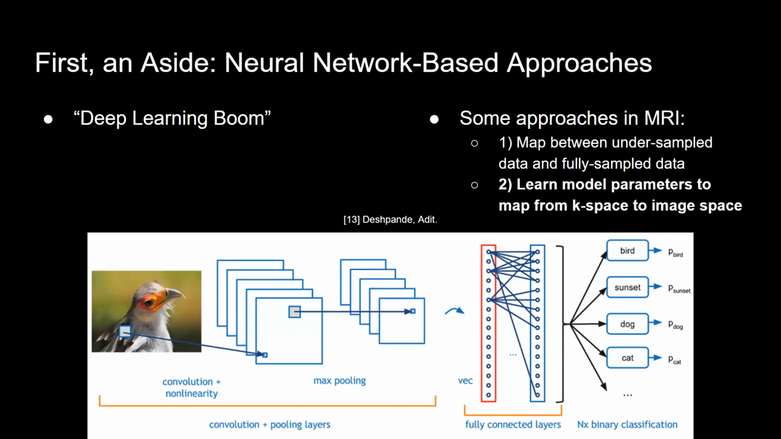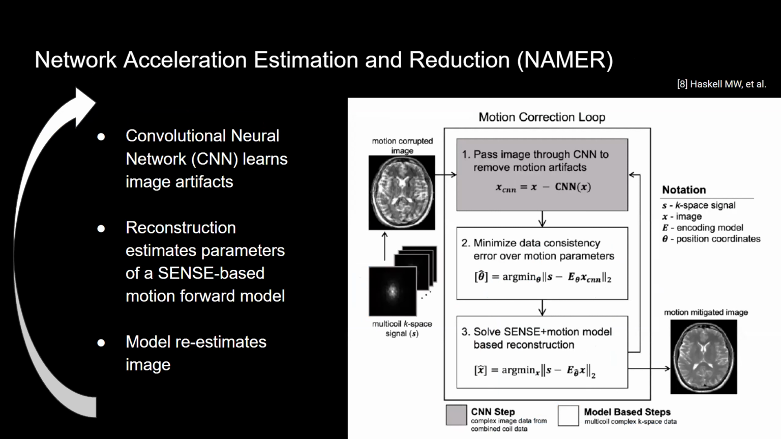One of them is doing a compressed sensing approach that maps between undersampled data and fully sampled data. Another way you can use a neural net is by learning the parameters to some sort of model in order to help with reconstruction. And this is particularly what we're going to focus on. Next slide. So NAMER stands for Network Acceleration, Estimation, and Reduction.